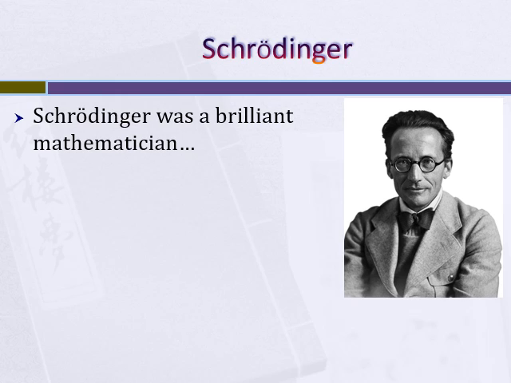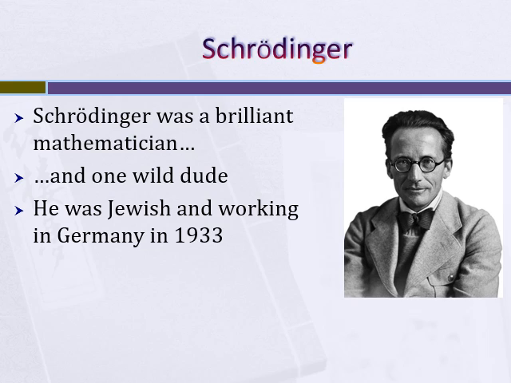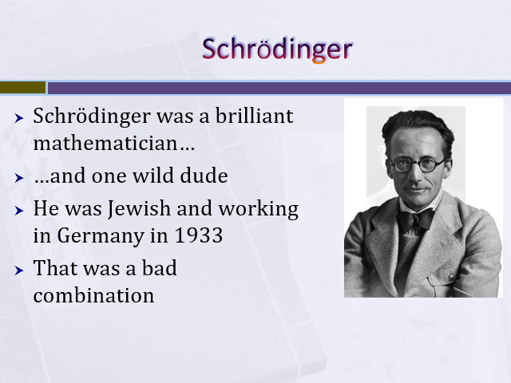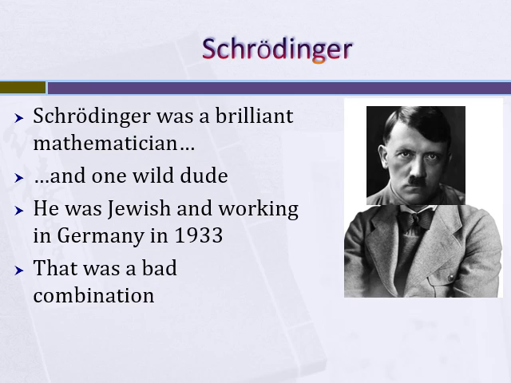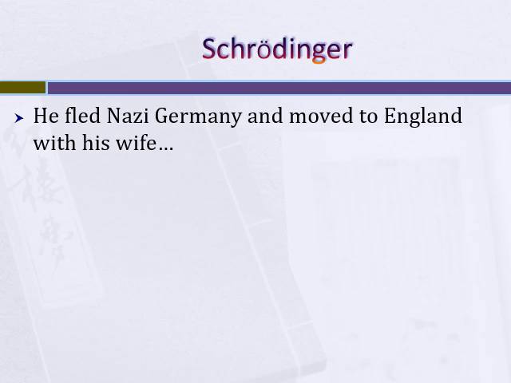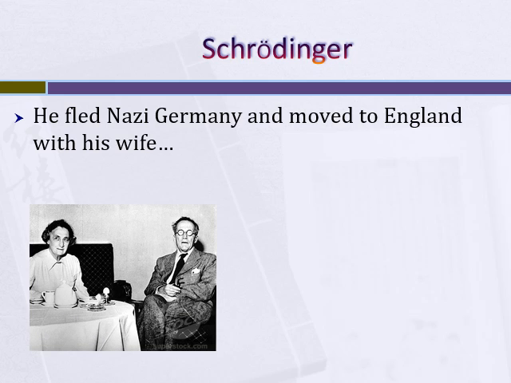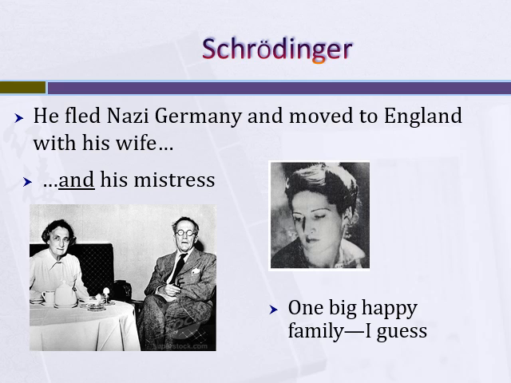Schrödinger was a brilliant mathematician and one crazy guy. He was Jewish and worked in Germany in 1933. It turns out that was a bad combination. When Hitler took power, he made life miserable for anyone of Jewish descent. So he fled Nazi Germany and moved to England with his wife and his mistress. I guess they were just one big happy family.